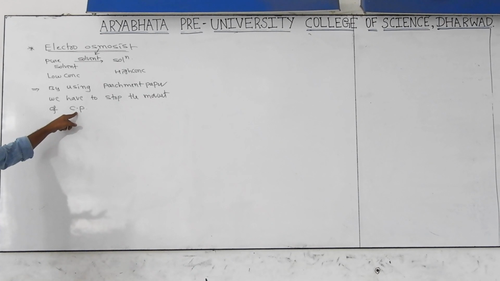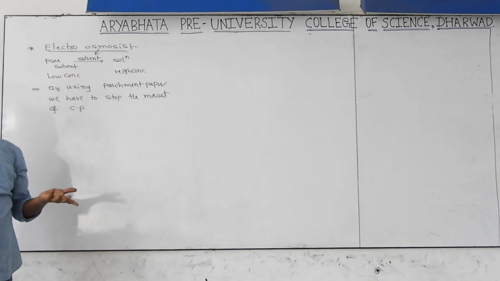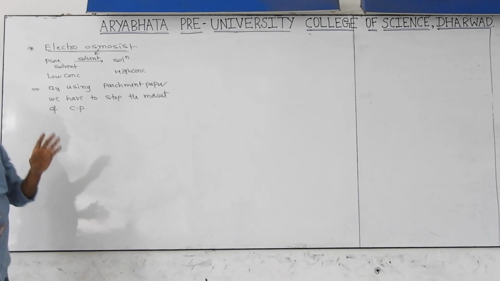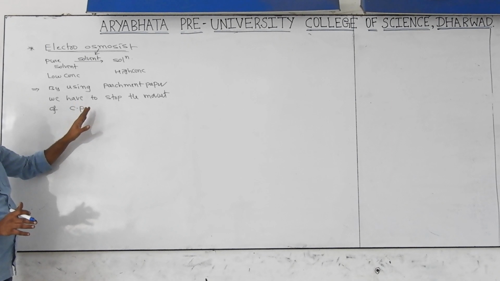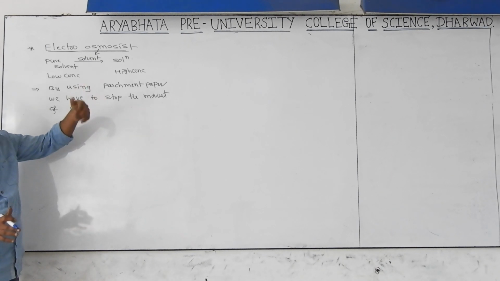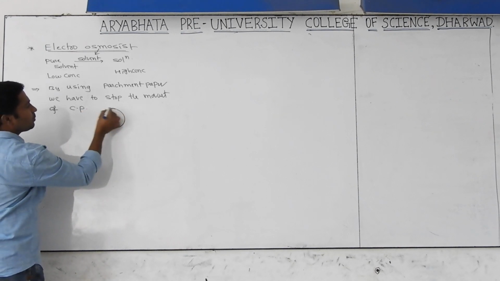Colloidal particles, meaning solute particles. Automatically, which particle is moving? The dispersion medium, which is similar to the solvent. That's why it is called electro-osmosis. Anyway, by using parchment paper, we have to stop the momentum of colloidal particles. Then what happens? How can you detect the charge? We will see everything.